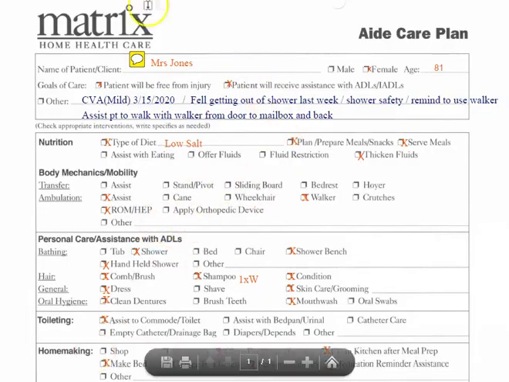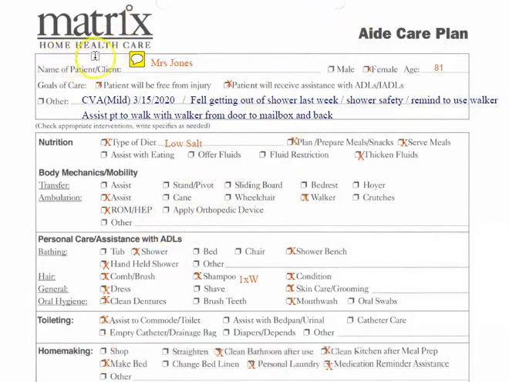Okay, so here is a care plan, home health care. It's an aide care plan. Yours will be similar if you're doing home care. And this is also one of the activities that you'll have to do in the modules. But to go over it, here's their name, their information, a little bit about them. She had a CVA. If you don't remember what that is, Google it. Okay, so that's a stroke, a cerebral vascular accident, and then she fell out of the shower last week.